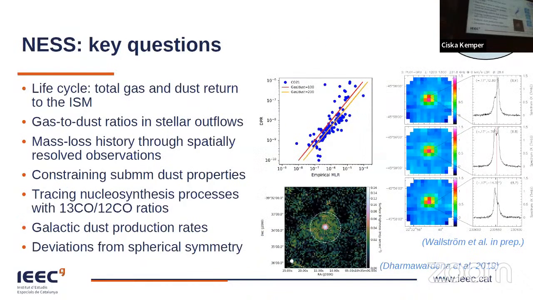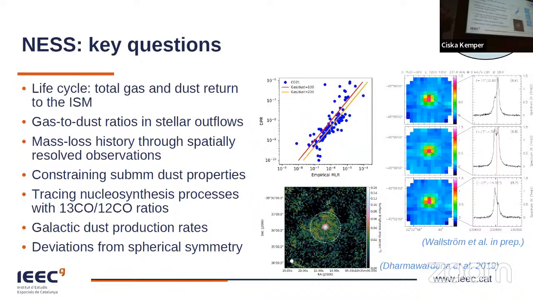So the key questions that the NESS survey wants to address is, well, basically we're coupling back to this question about the life cycle. We want to study what the production is of gas and dust in the solar neighborhood into the ISM. And we think that you need a volume complete sample for that. Then other questions include a study into the gas to dust ratio in stellar outflows, looking at the mass loss history because we have spatially resolved observations. We also want to constrain submillimeter dust properties, and that's important in the context of what I'm talking about today.